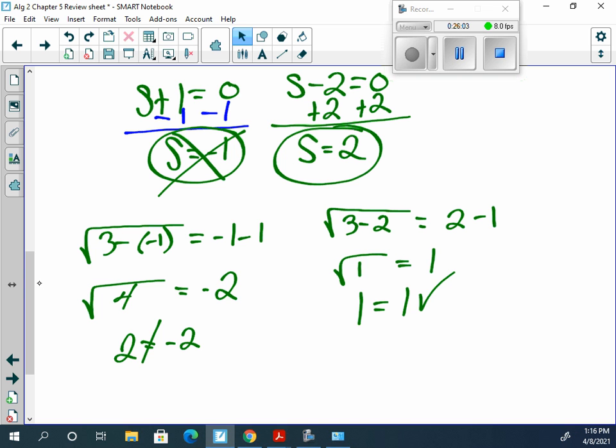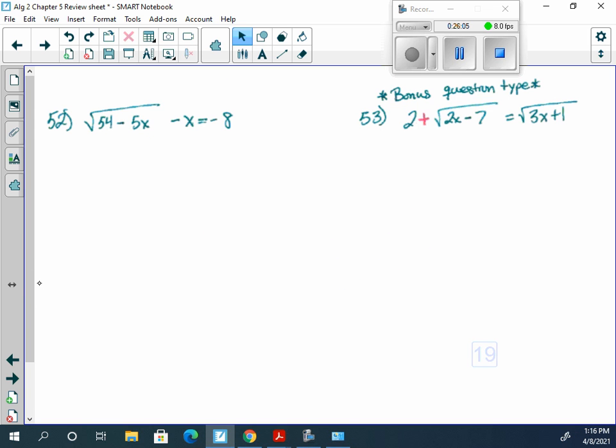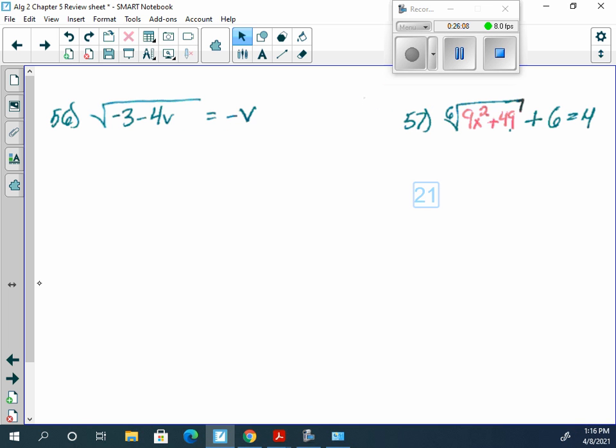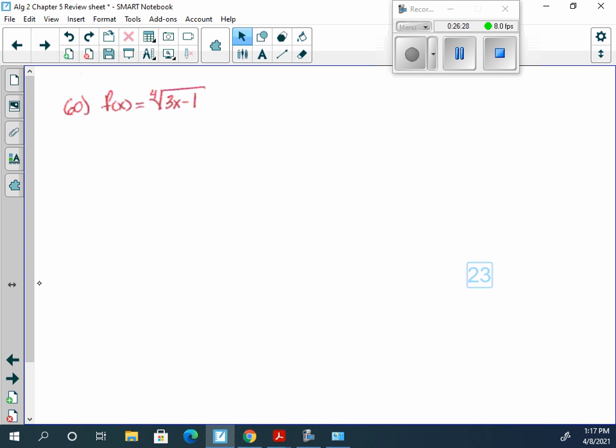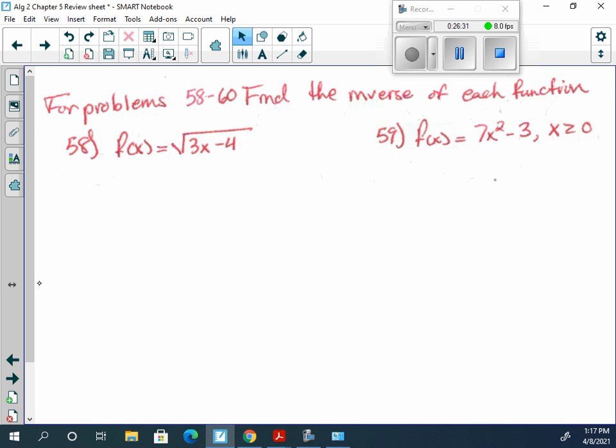Okay. If we're good with those there, I'll go 52, 53, 58, 59, and 60. Is there one of these three here that y'all want to look at with finding the inverse of the given function? Any questions on those there? Show me how to do it. Which one?